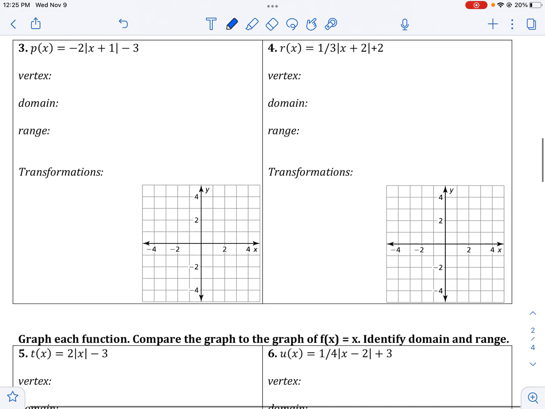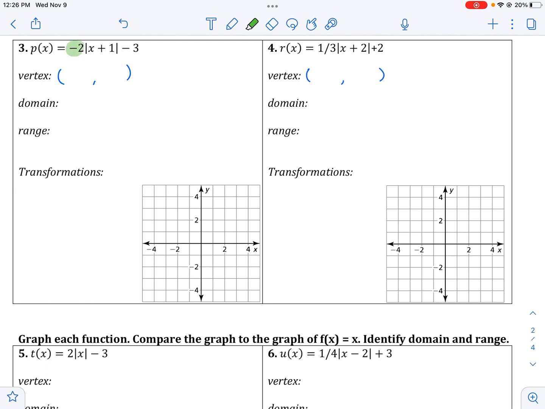What I would encourage you to do is maybe find some graph paper or sketch out your own graph paper and find the vertex, the slope, and the transformations of these graphs.